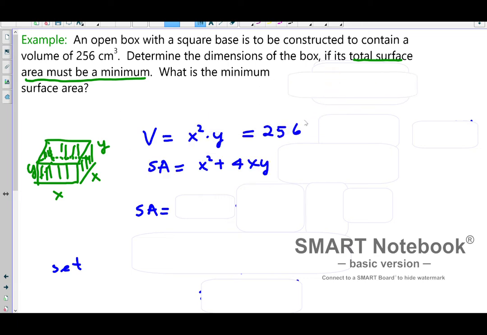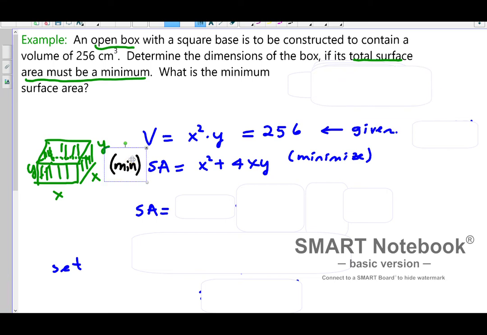X squared plus 4XY. Read the question carefully. This one was an open box. If it's a closed box, it would be 2X squared because you would have a bottom and you would have a top also. It would be 2X squared plus 4XY. And what are we supposed to do with the surface area? We're supposed to minimize it. So minimize surface area. And notice the surface area function has 2 variables. So given the volume, minimize the surface area.